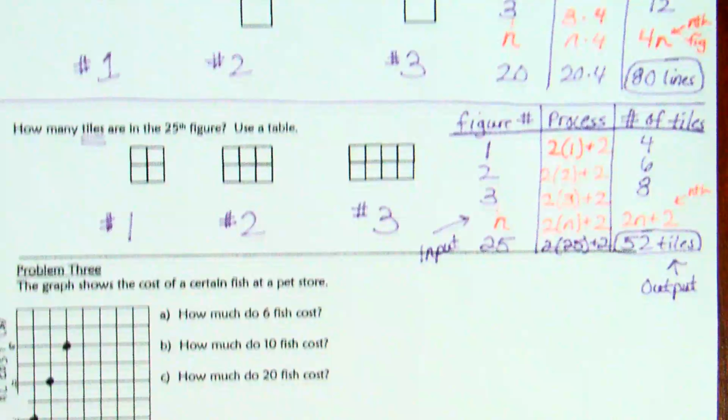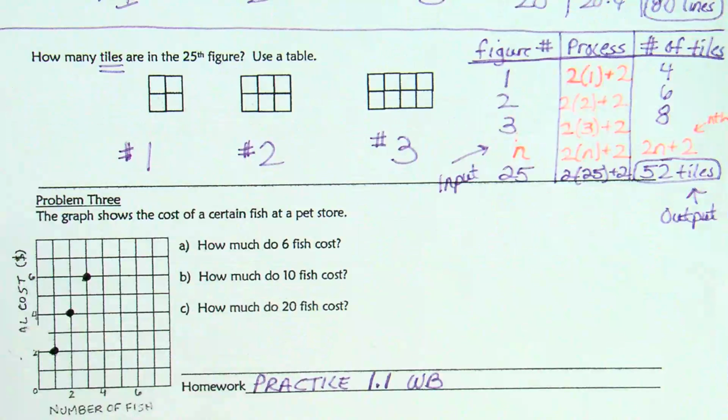I don't know if you can see them or not, but in case you can't, I just made those dots a little more bold, in case you're questioning where the dots are on your paper. The graph shows the cost of a certain fish at a pet store. And then there's 3 questions. How much do 6 fish cost, 10 fish, 20 fish cost? Well, again, this is me taking an easy problem, and we're just going to practice the whole process column table, so you can make sure you know how to do that by now. And then we'll talk about input versus output.